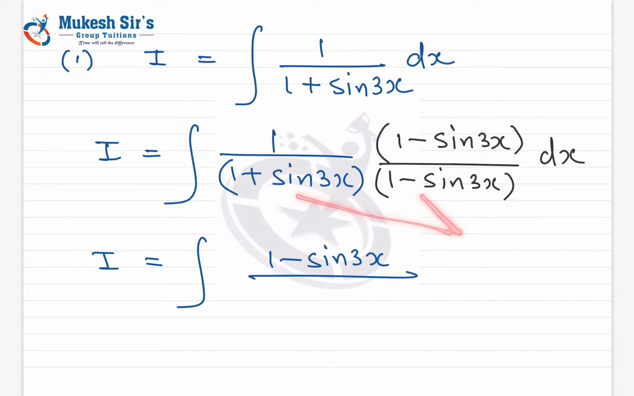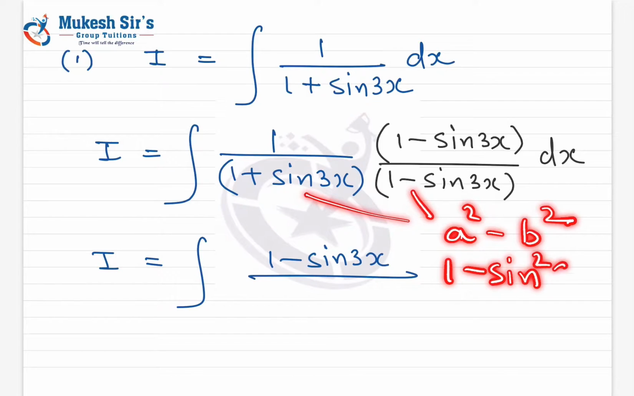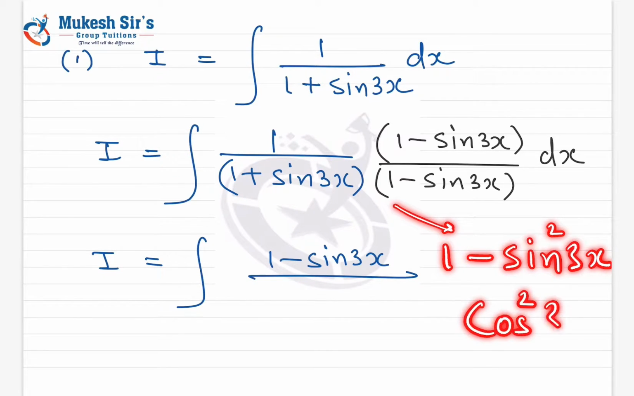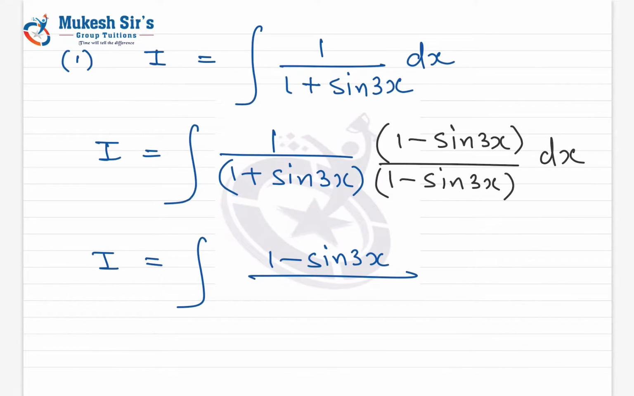A plus b into a minus b is a square minus b square, right? So this becomes 1 minus sine square 3x. Now 1 minus sine square 3x, you can write as cos square 3x by the identity, right? So instead of 1 minus sine square 3x, you write cos square 3x. So the denominator becomes cos square 3x dx.